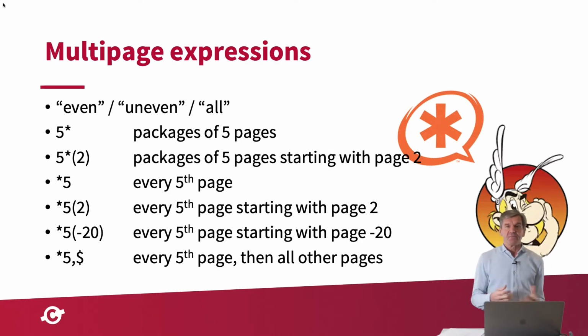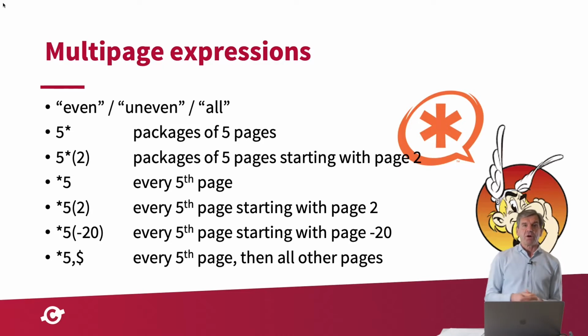And then what is a multi-page expression? It could be even, uneven, and all. So you may use strings in a multi-page expression, and I think it's clear what they mean: all even pages or all uneven pages. Then you can enter a page number followed by an asterisk, and that means you address packages of 5 pages, or whatever number of pages. So in this example, packages of 5 pages.